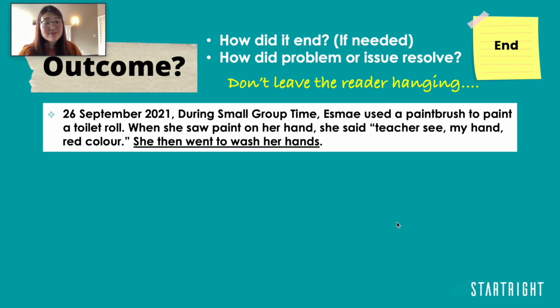Okay, so the example that we used just now, small group time. Esme used a paintbrush to paint a toilet roll. When she saw paint on her hand, she said, "Teacher, see my hand, red color." And then, so as not to leave it hanging, we continue by saying she then went to wash her hands, or if it really happens, she painted her hand after that, it could also happen. So just say what happened after that.